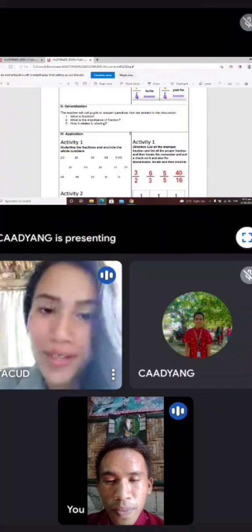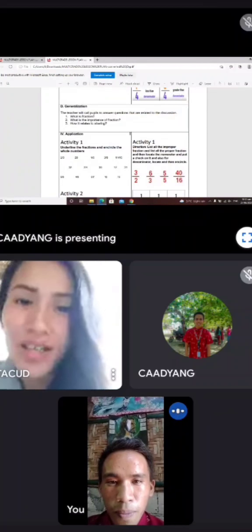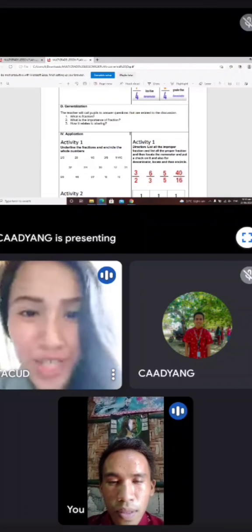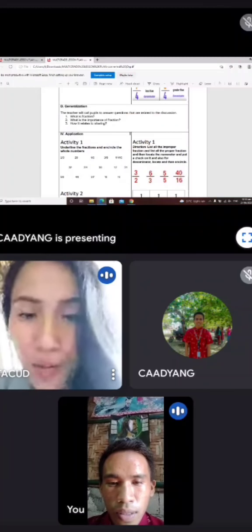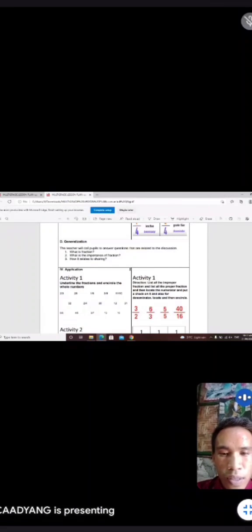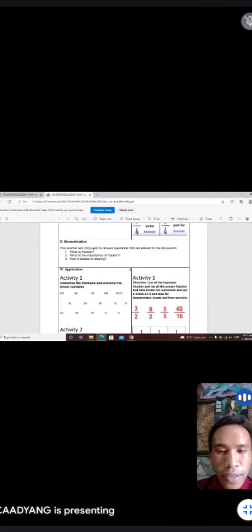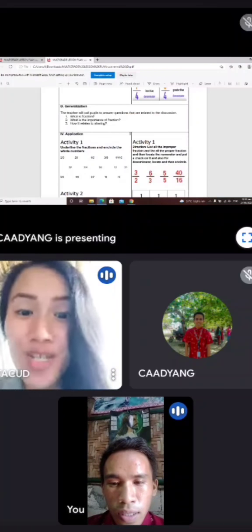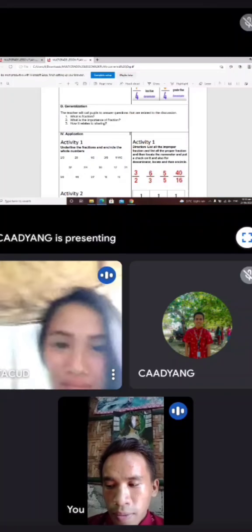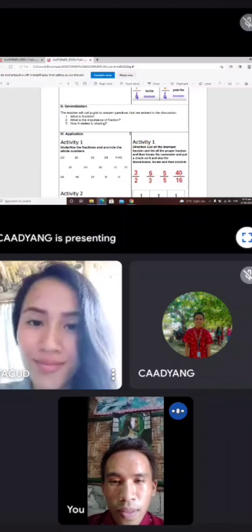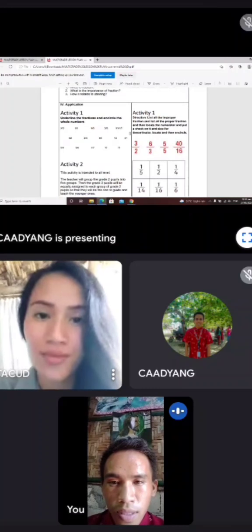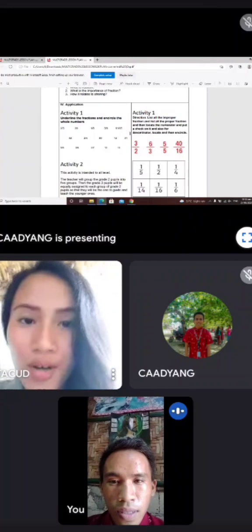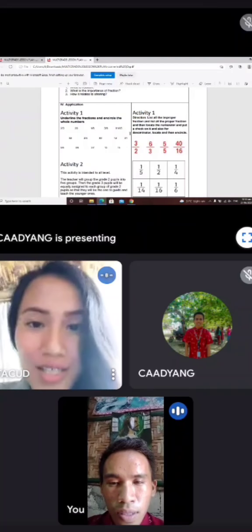Okay, for the generalization, the teacher will call pupils to answer questions and also steps to extend. And this is intended for fraction, activity number one.